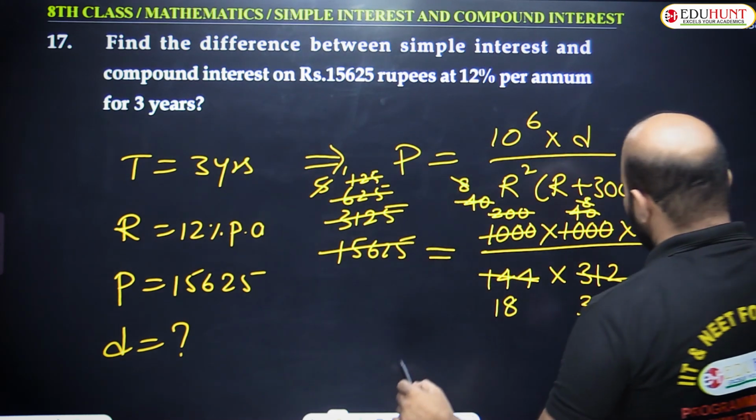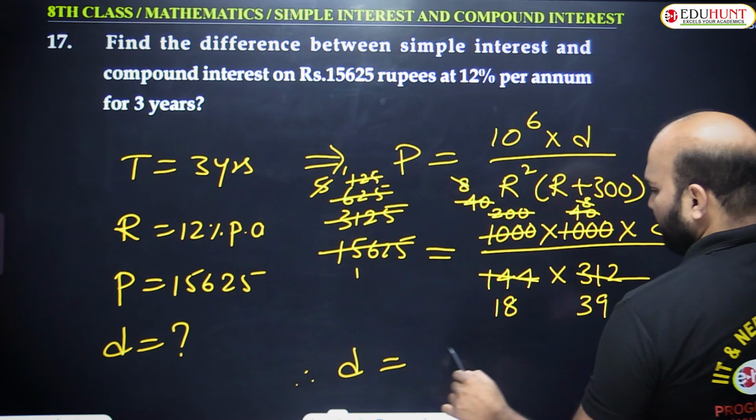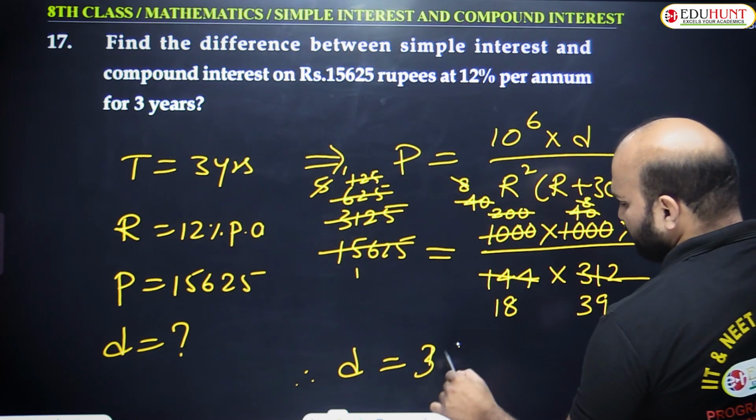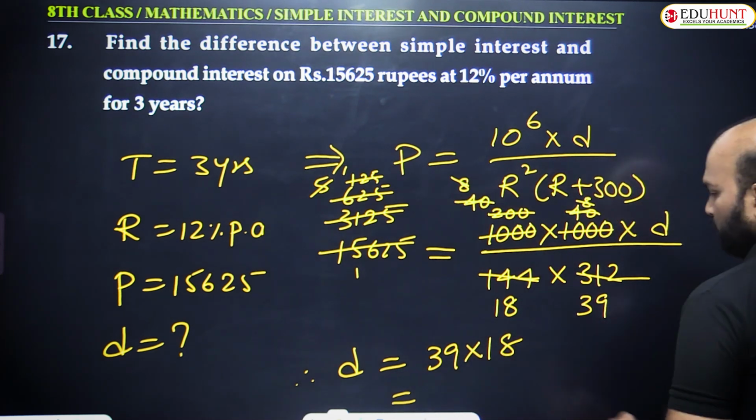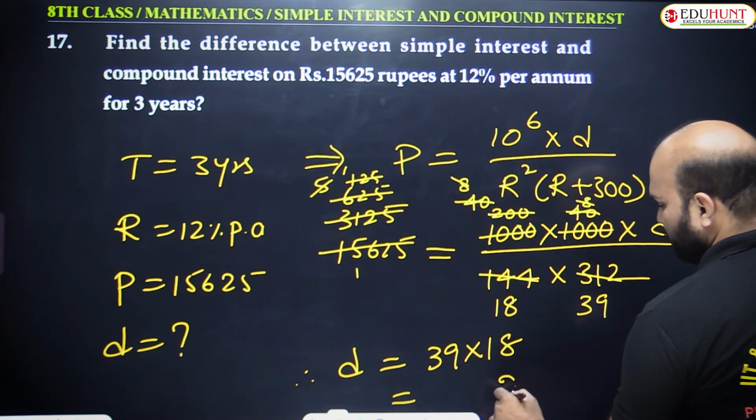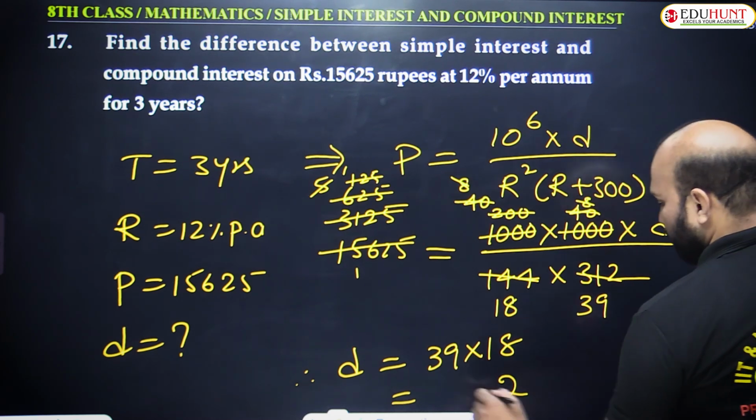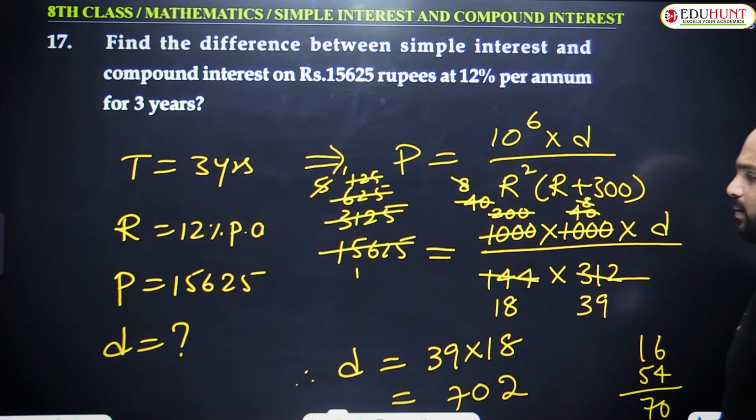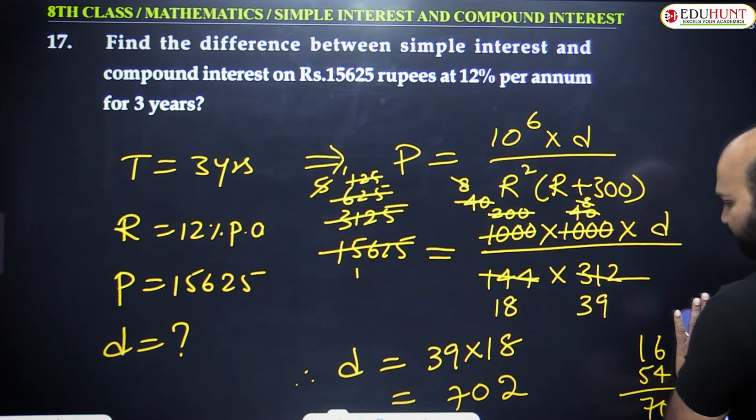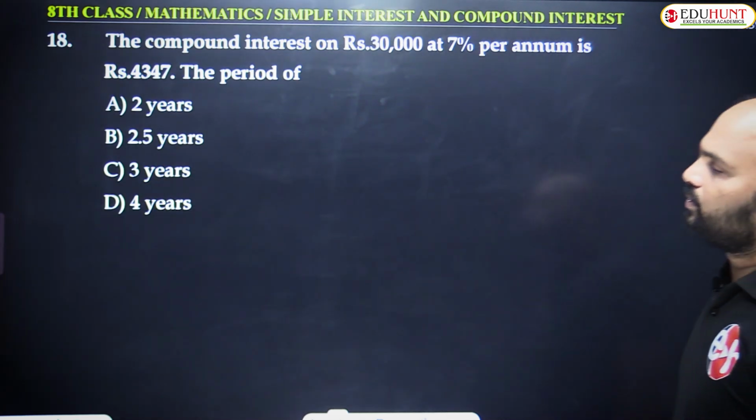So according to cross multiplication, therefore D equals 18 into 80, 39 into 8, 39 into 18. This is the required answer. Am I clear? So 18 9s are 162, 16 left, 18 3s are 54. What is the total? 702. 702 is the difference between simple and compound interest. Am I clear? So 702 is the required answer. Am I clear? So let's go to question number 18.